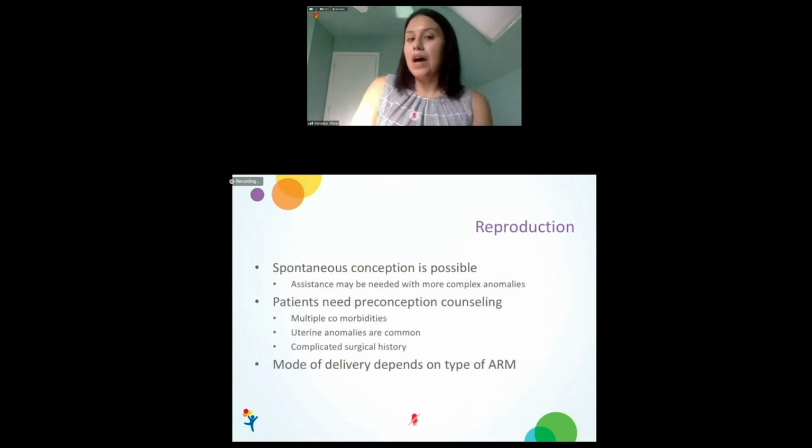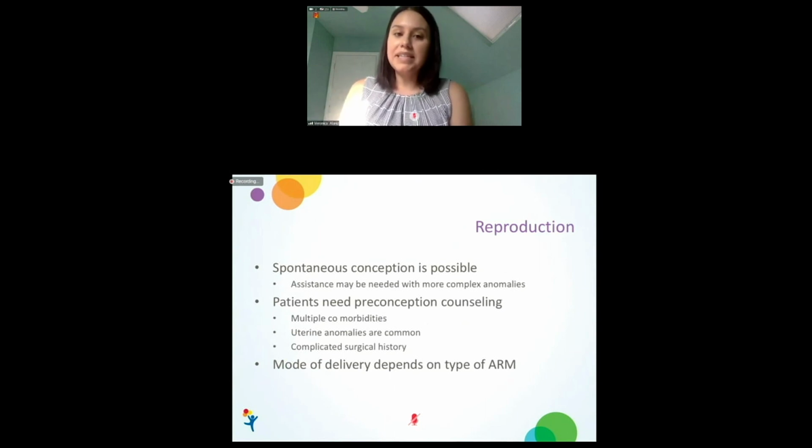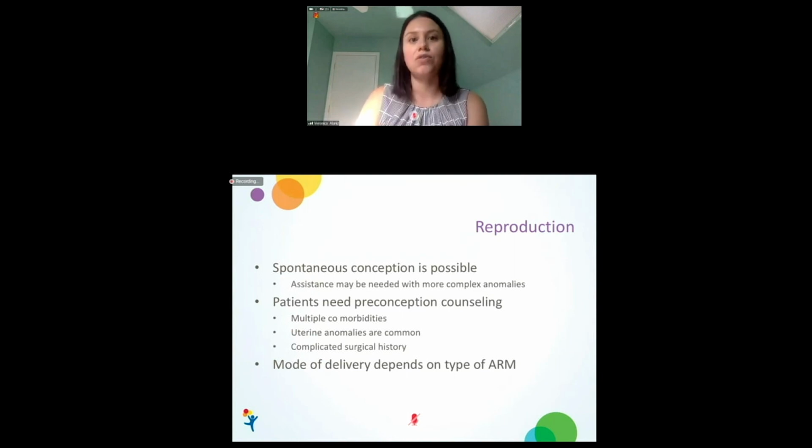And then with reproduction, we know that spontaneous conception is possible, although assisted reproductive technology may be needed in patients who have a history of a more complex anomaly or who had a complex reconstructive surgery. Certainly, I recommend preconception counseling for all patients that are wanting to get pregnant because comorbidities are common, uterine anomalies are common, and then most patients have a complicated surgical history.